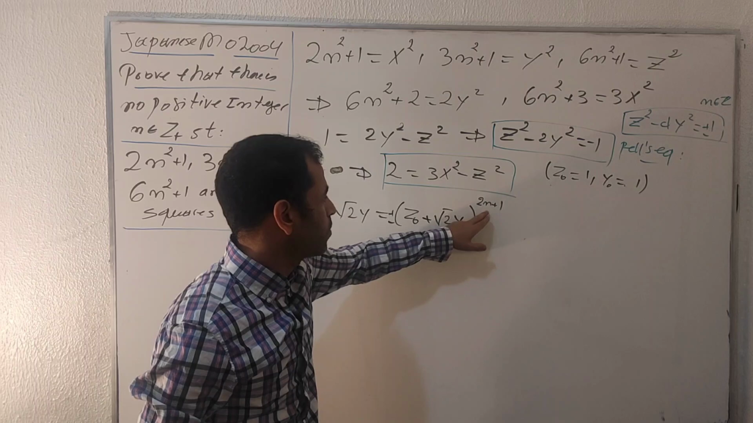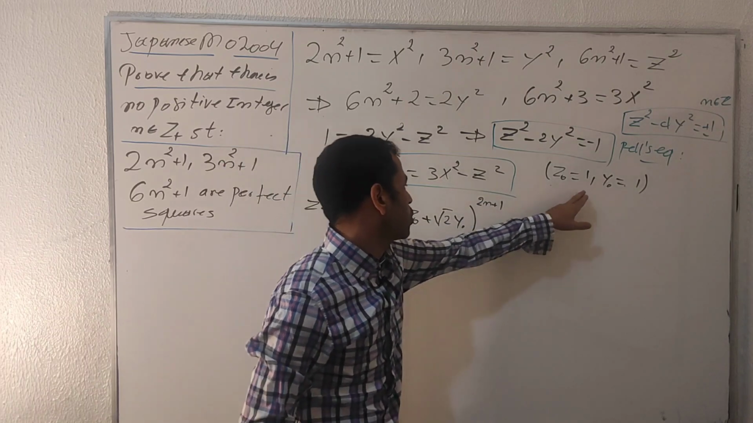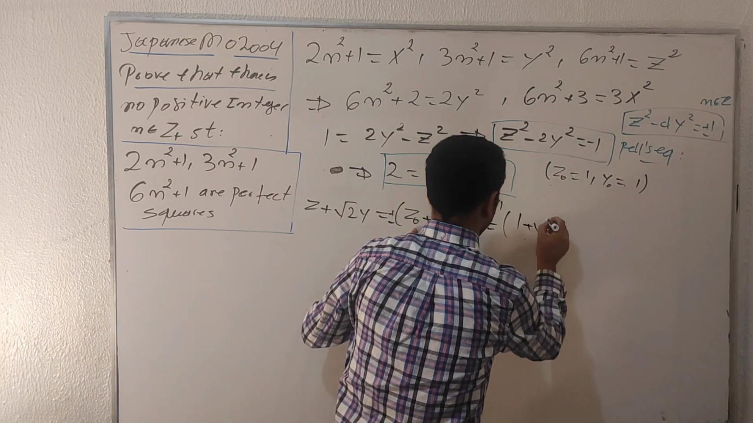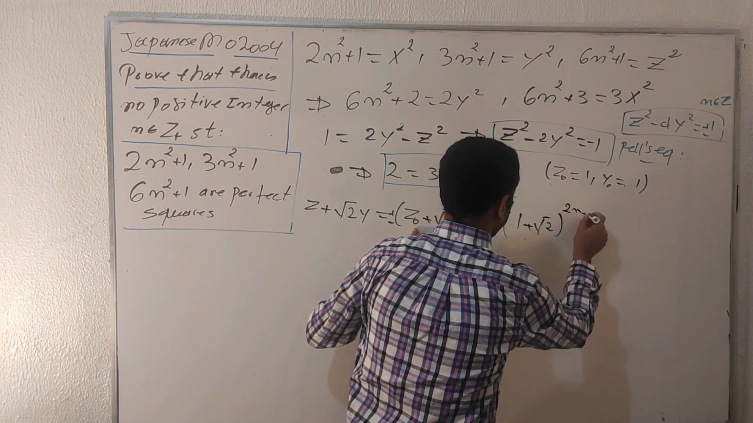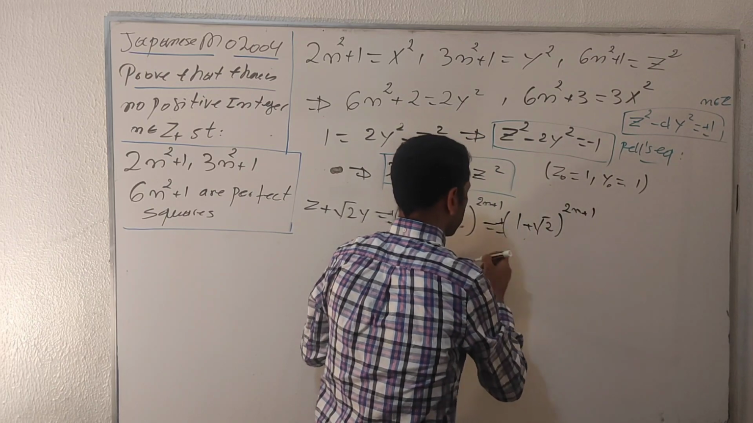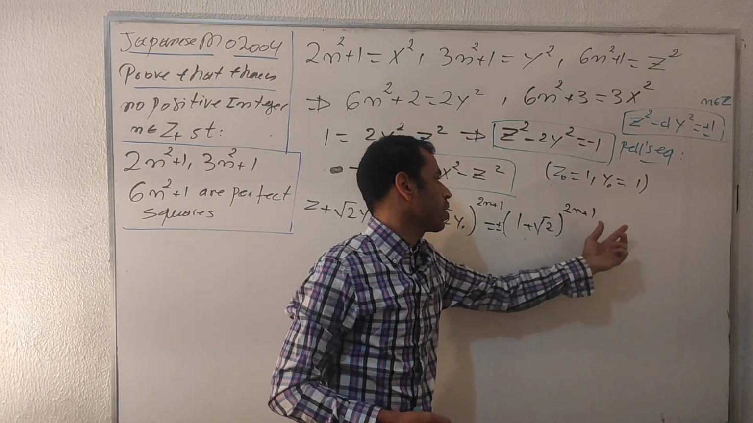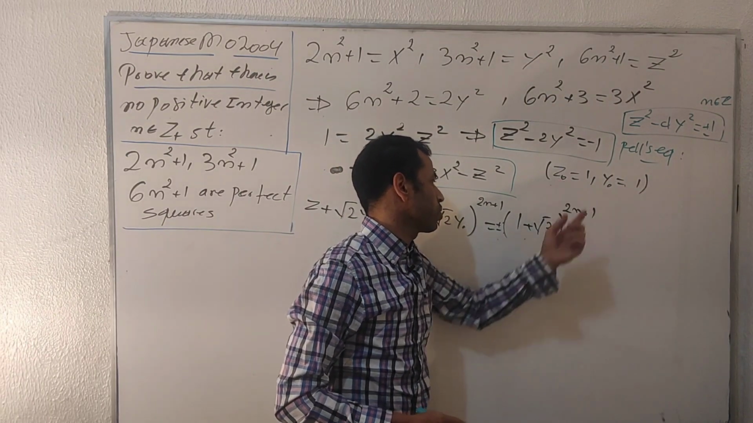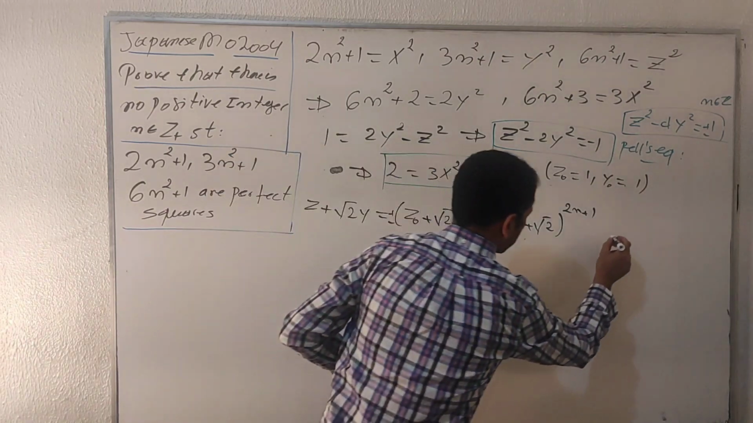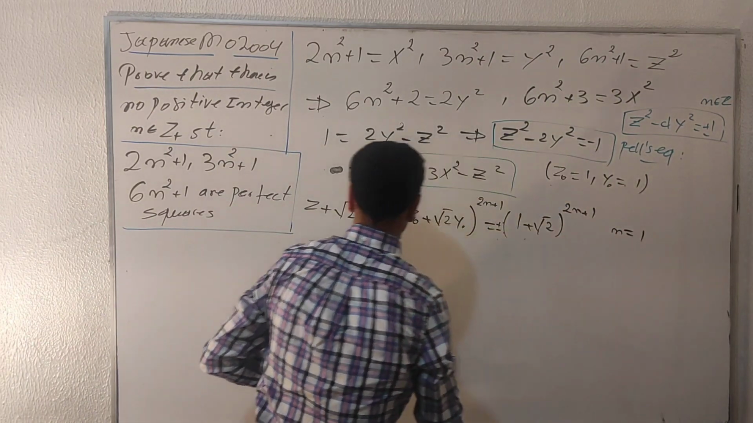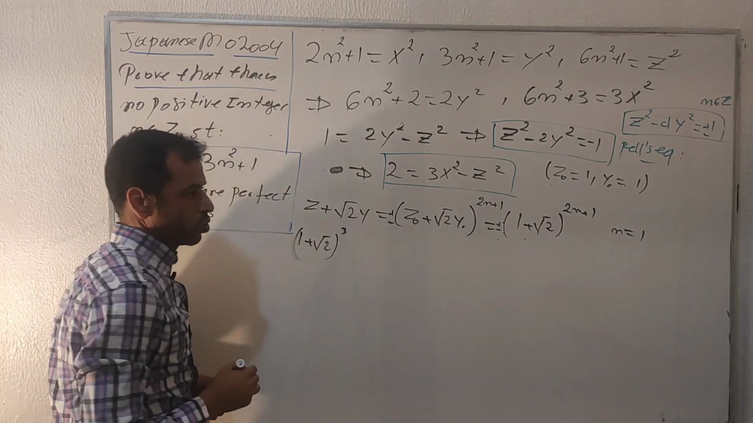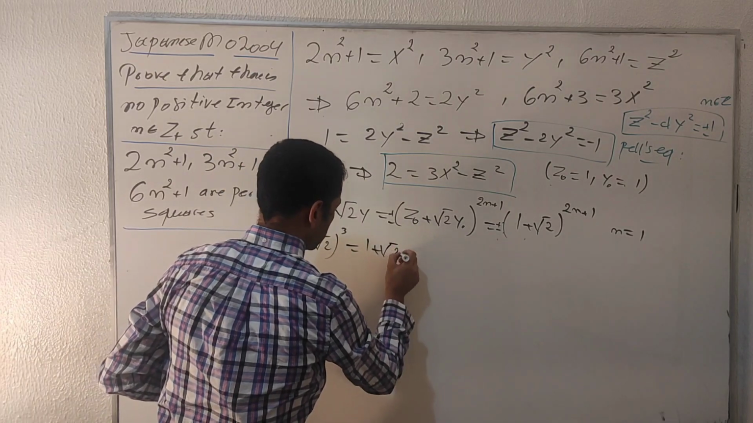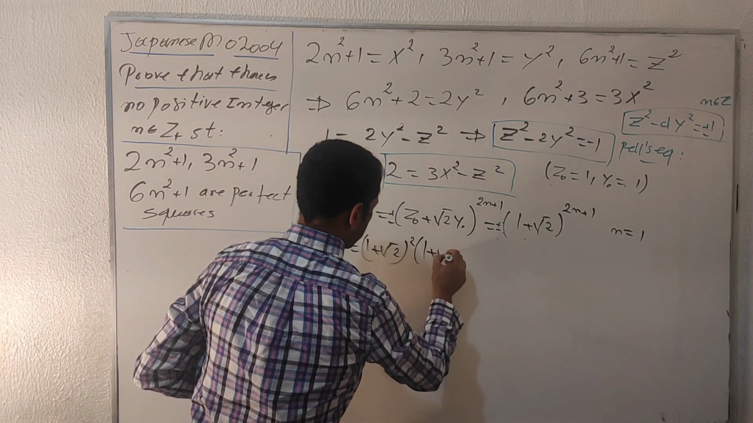If you plug in n with 0 here, you get the obvious solution. Because this is going to be written in this form: 1 plus square root of 2 to the 2n plus 1. We still have plus or minus here. As you plug in n with a new number, you get a new solution. Let's go to the new solution after this one. Let's replace n with 1. So I get here 1 plus square root of 2 cubed, which equals 1 plus square root of 2 squared multiplied by 1 plus square root of 2.